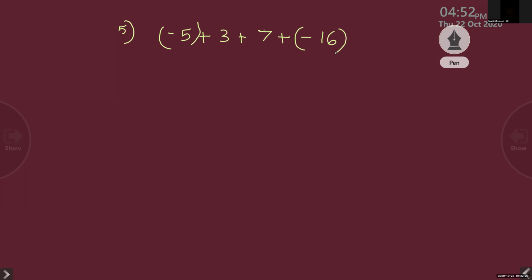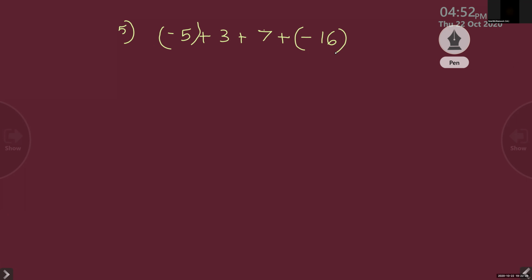So how did you arrange it, children? Ma'am, first add all the negative numbers, then add the positive numbers. Okay. First you write like this: -5 plus -16 together, and these two positive numbers together. And we will add the negatives first.